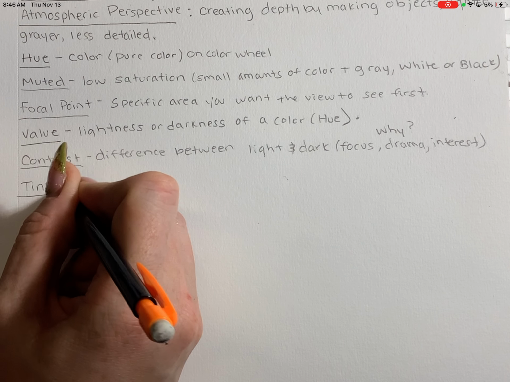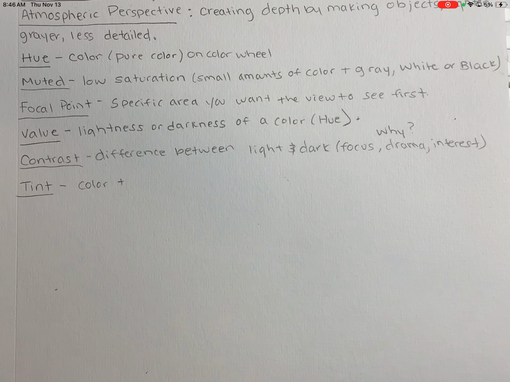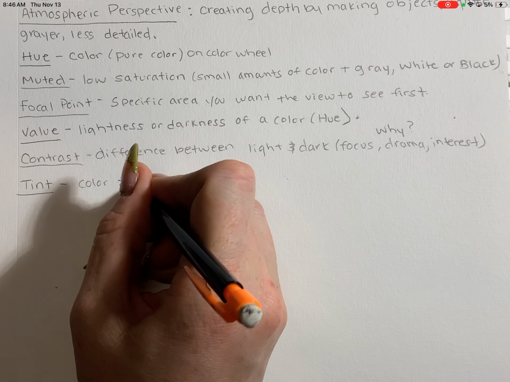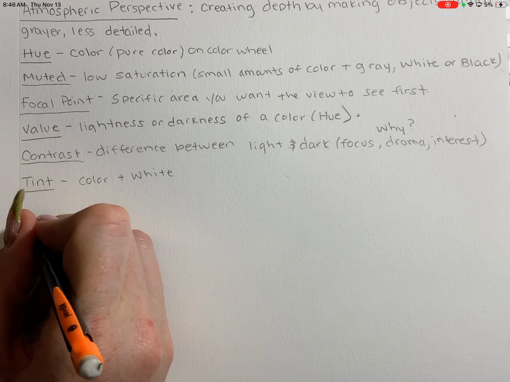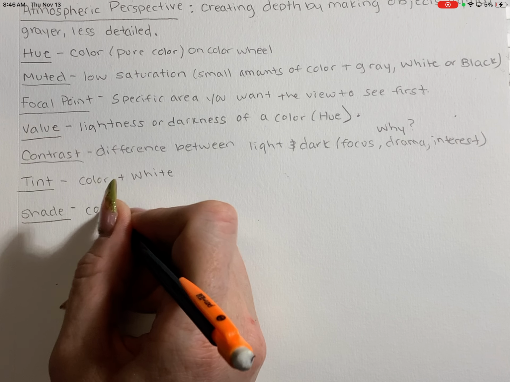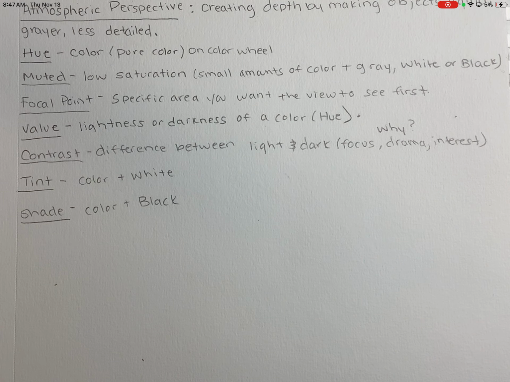All right, tint is color plus what? To make a tint of a color, what do we add to it? White. A shade, we add what? Black. Shade.